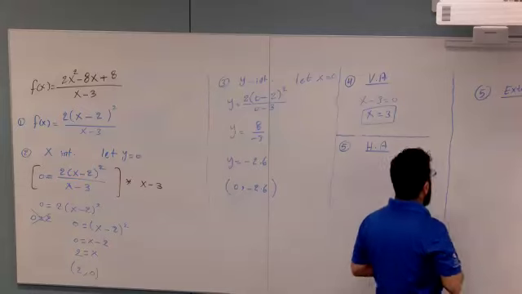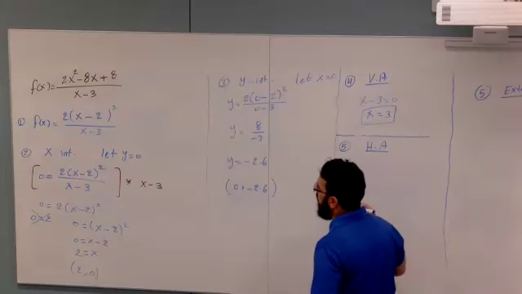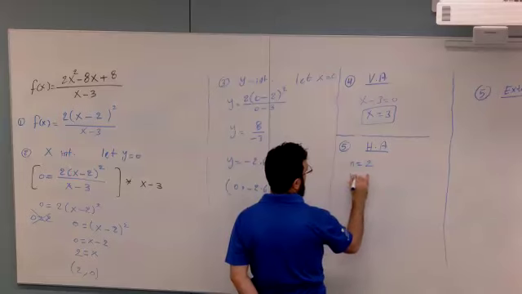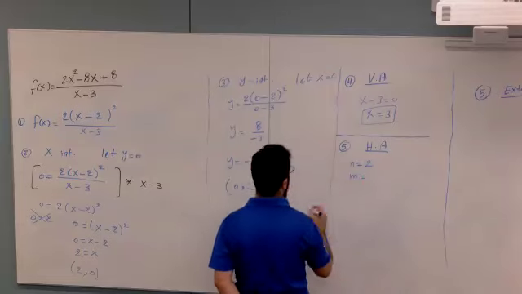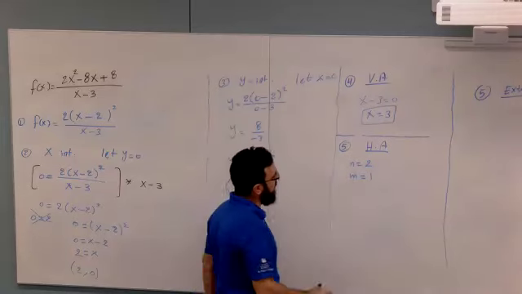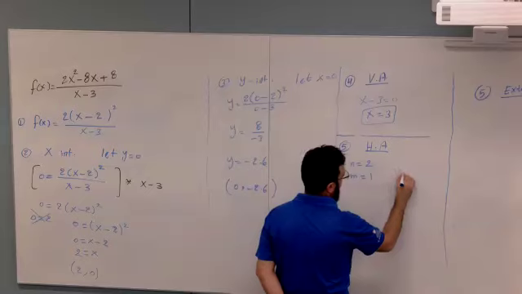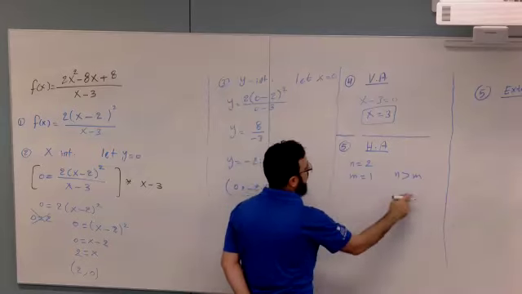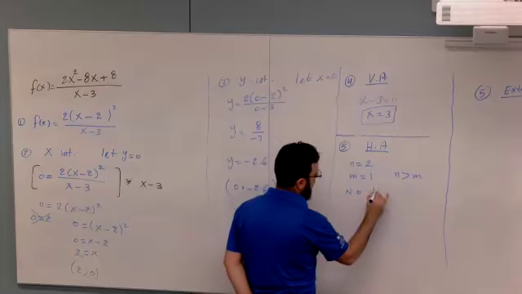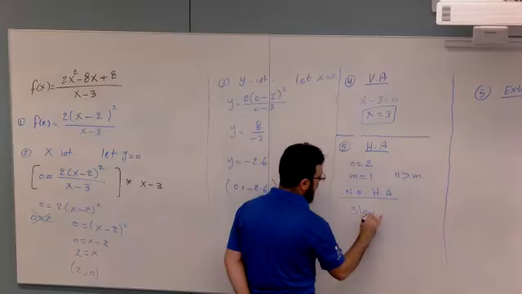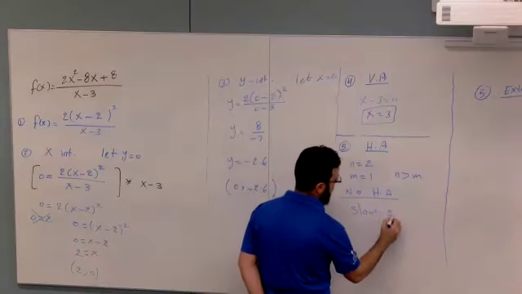Horizontal asymptote. Now tell me the value of n. 2, right? The value of m. 1. So when n is greater than m, so which case? No horizontal asymptote. We have maybe a slant asymptote.